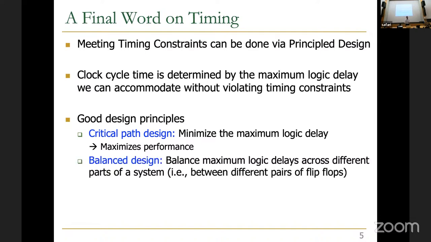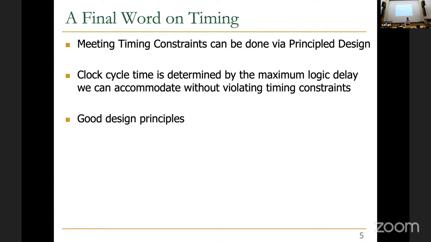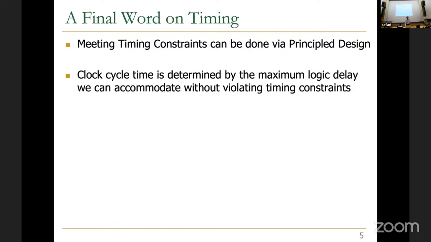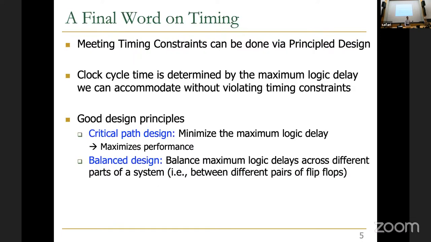The second principle is balanced design. And this is different because it's really about balancing the logic delay across multiple different components that we have seen earlier. For example, if you have these two components, try to balance the maximum logic delay across them. Design them in such a way that you don't have one or two or three components that are outliers that dominate your clock cycle time. So that's the idea. Of course, critical path design can be combined with balanced design together.